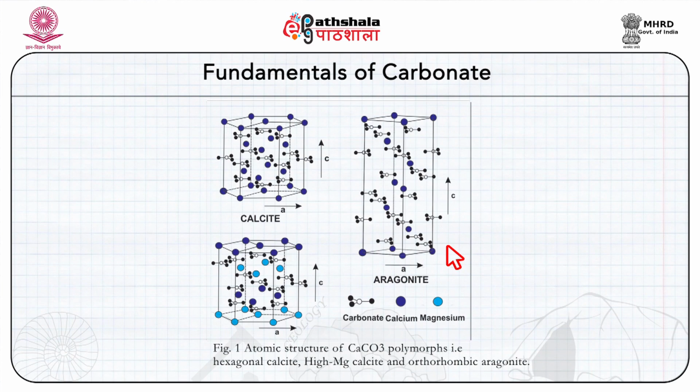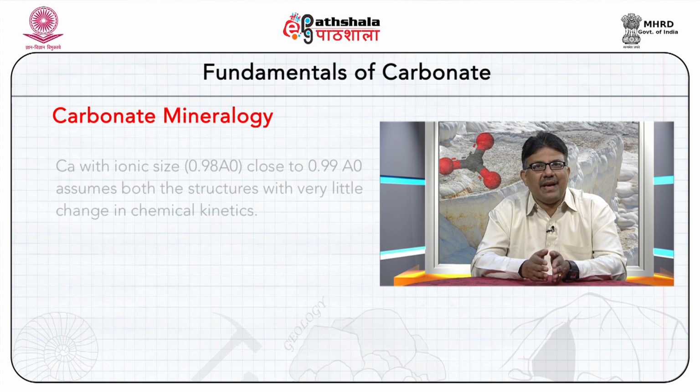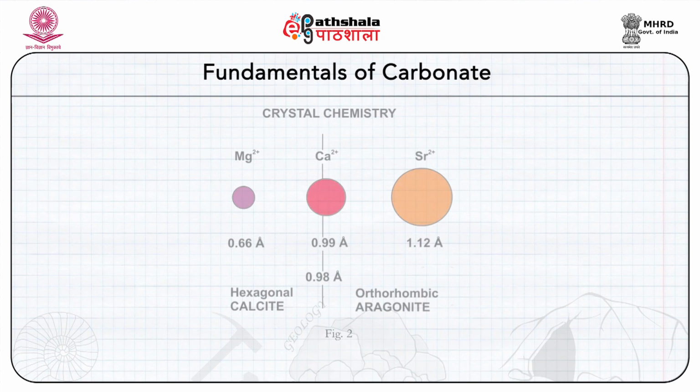The reason behind the occurrence of calcium carbonate in two different structural forms, that is hexagonal, which is calcite, and orthorhombic, that is aragonite, is the ionic radius of calcium, that is about 0.98 angstrom. While hexagonal crystals with 6-fold metal carbonate coordination are favored by cations less than 0.99 angstrom in size, the orthorhombic crystals with 9-fold coordination favor cations with more than 0.99 angstrom size. Calcium, with ionic size about 0.98 angstrom, that is very close to 0.99 angstrom, assumes both the structures with very little change in chemical kinetics, which is discussed in this figure.